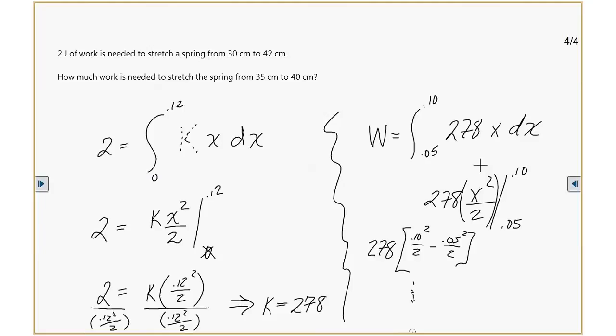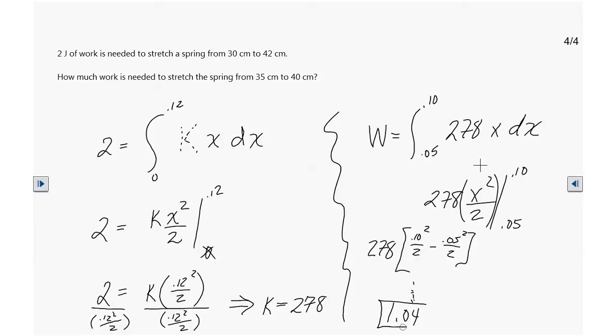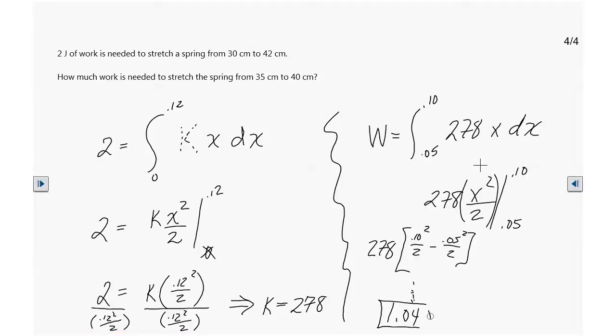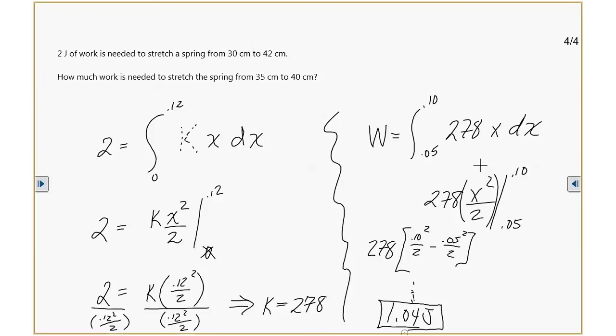It's around 1.04. I used 277.78 or something like that. And I came out with 1.04. Somebody used 278, what do you get? Okay, you still get the same? Okay. Well, if you get around 1.04, I'll count it right on a test. I won't really care about the decimals. And that's Hooke's law.